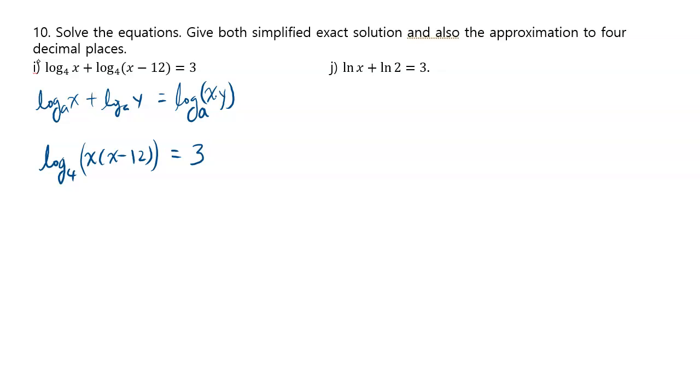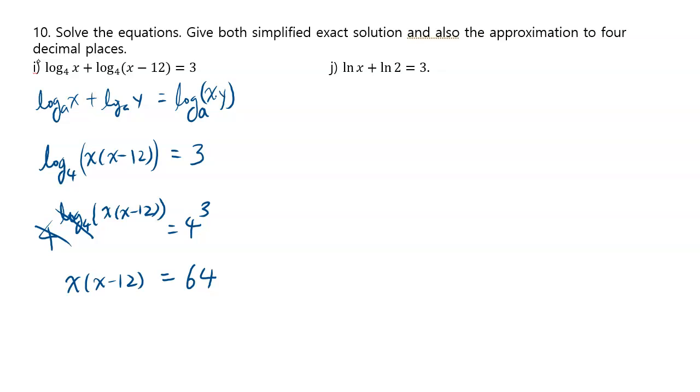Alright, so we put 2 together into a single log, and now we want to get rid of this log base 4, and to do that, we raise it over 4. 4 to the 3, and then these two cancel, and you get x times x minus 12 equals 4 to the third power, that's 64. So you have x squared minus 12x minus 64 equals 0.